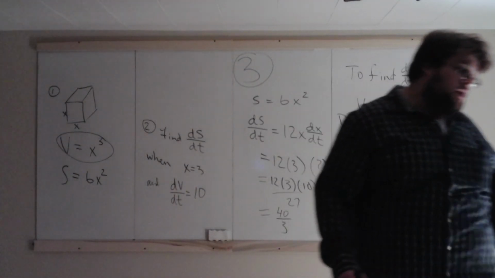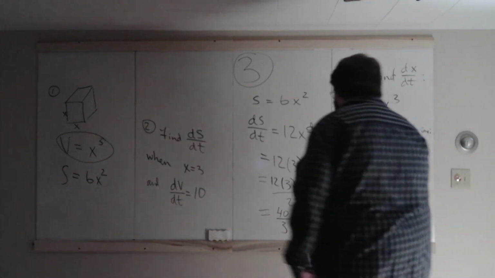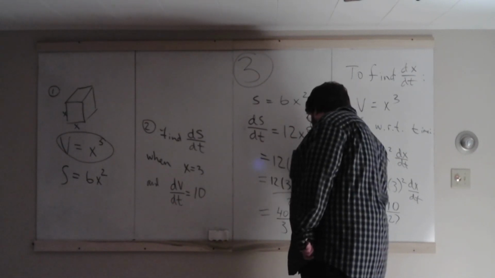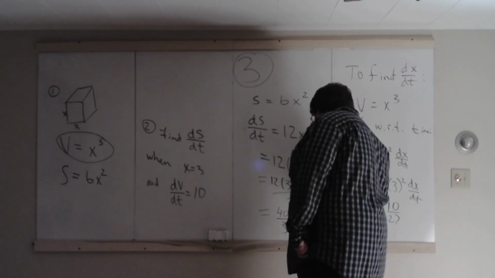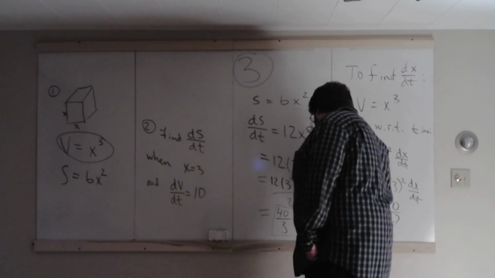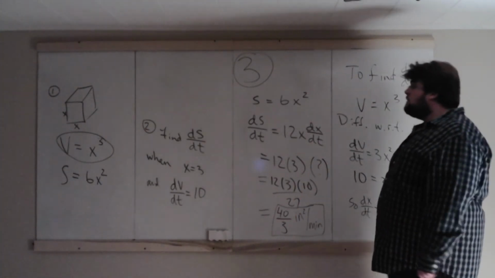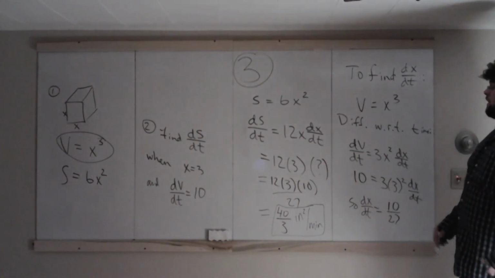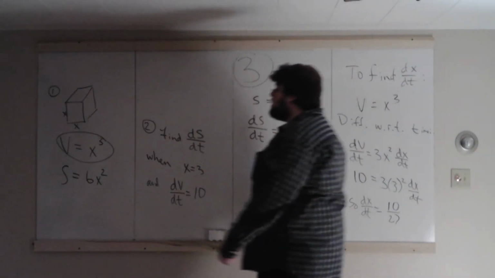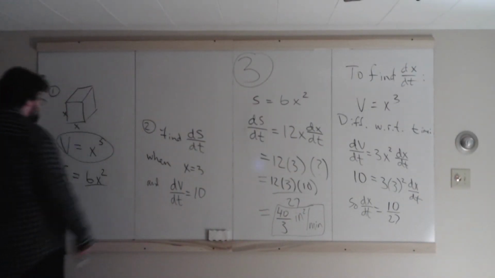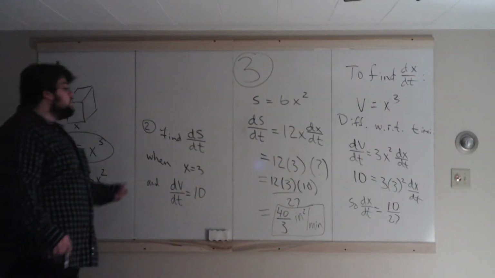Let's get the units right. We have inches and minutes. And this is surface area. The units on surface area are squared because surface area is squared. So we have inches squared per minute.